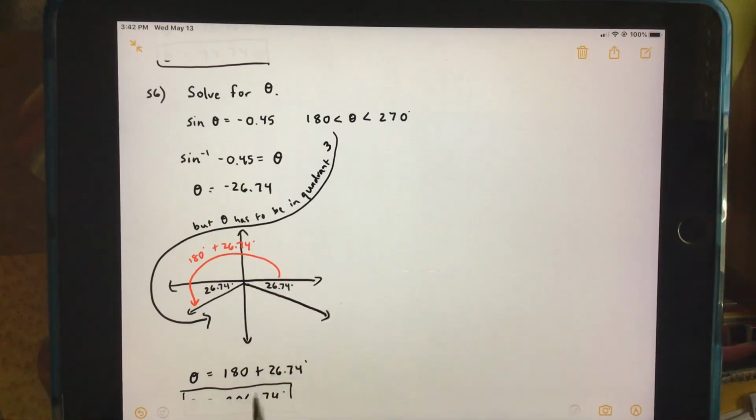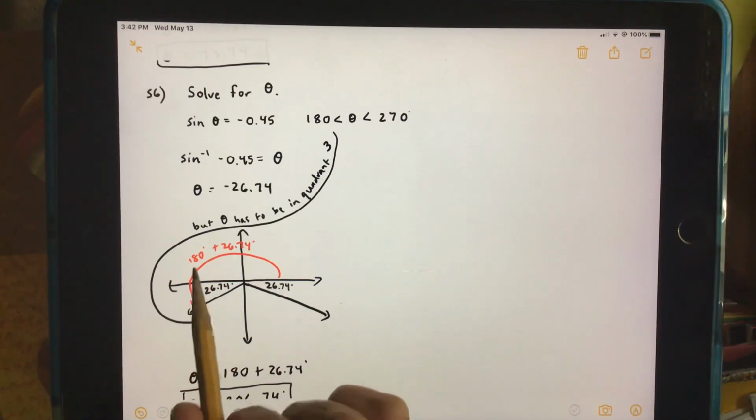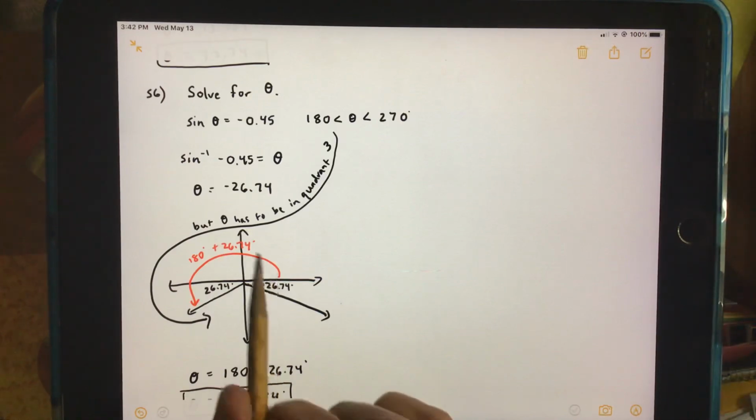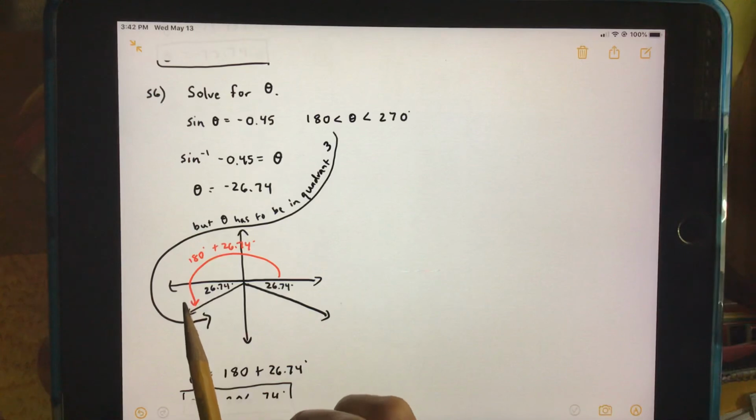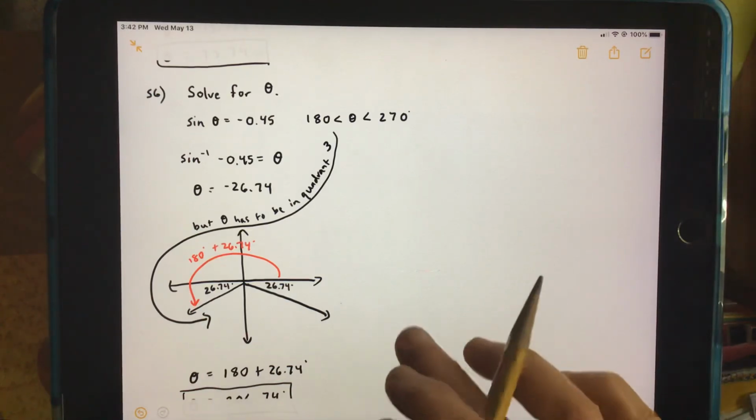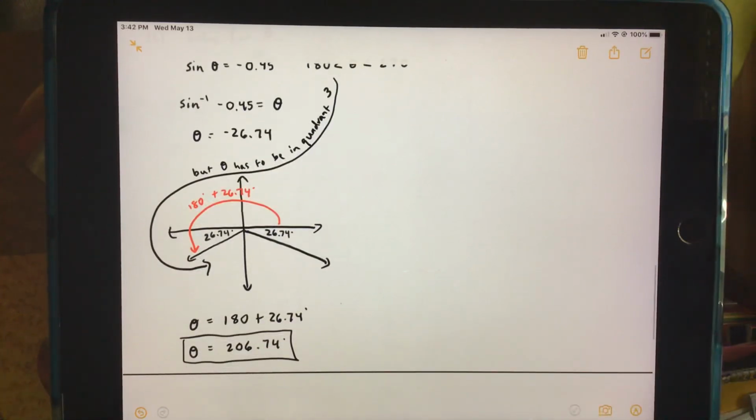But we have to be in quadrant 3, so we need to find the angle in quadrant 3. That is the reference angle, 26.74. And so down here in quadrant 3, we will need to add that to 180 degrees to find the angle measurement in standard position. 180 takes you all the way over to the x-axis, and then we need to go 26.74 more to be here in our third quadrant. So we're going to add those together to get 206.74 degrees. And that completes all of our work for the samples for lesson 9.4.